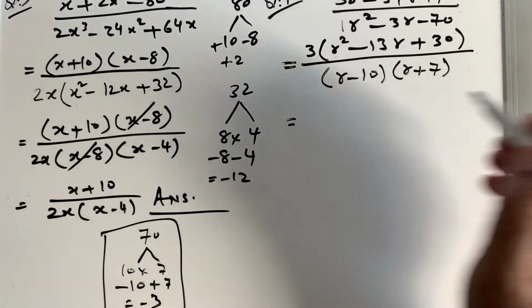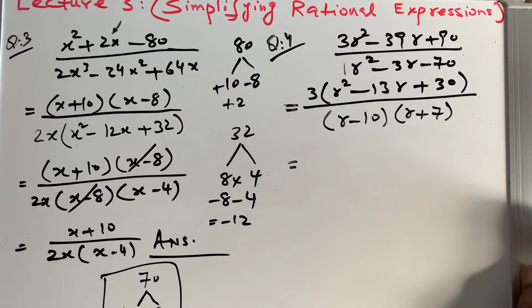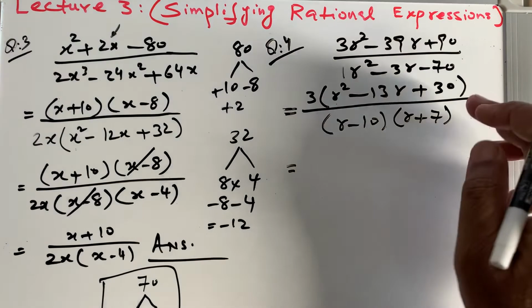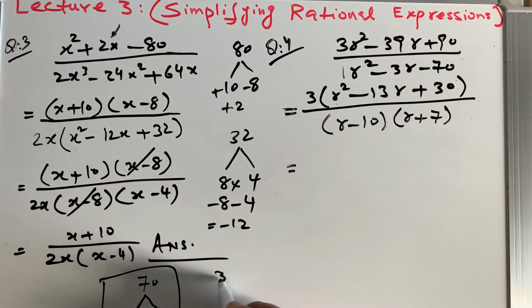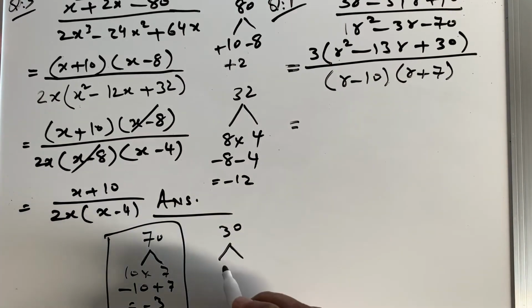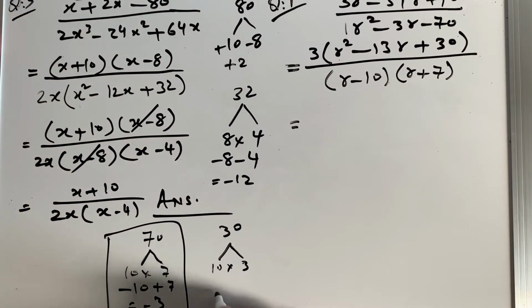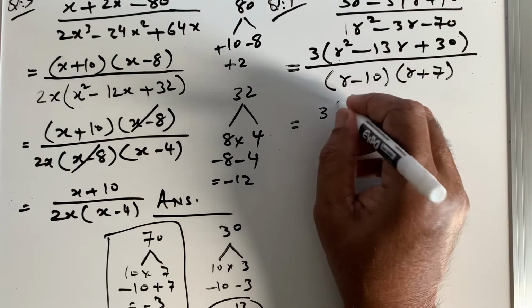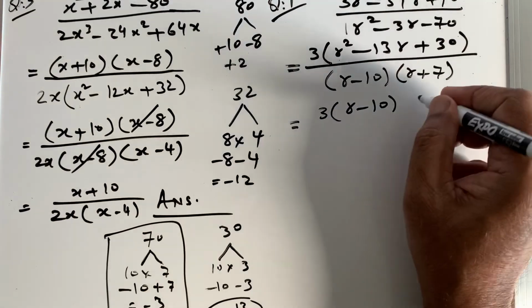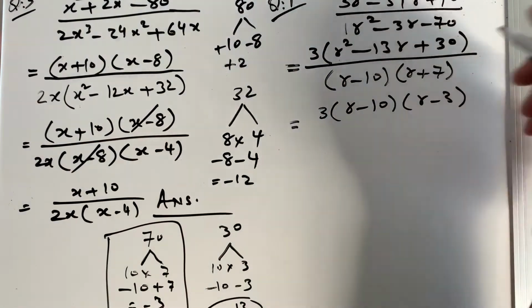Now I still have the numerator to solve. So what will we be doing for the numerator? The numerator here has got 30, and I have to break 30 now. So 30 can be broken into two factors, right? 10 times 3 is 30. I need 13 in the middle, so I can have minus 10 and minus 3, which gives me minus 13. So I can write 3 times r minus 10 as one factor and r minus 3 as the second factor.